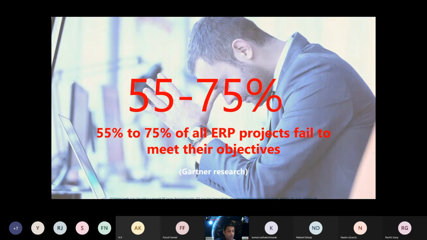Gartner is a renowned research firm. They conducted a survey, and as per their research, almost 55 to 75% of all ERP projects fail to meet their set objectives, which they discussed and thought they would be achieving from this ERP transformation. This is a big number if you look at it. So either the objectives set were not right or realistic, or there may be some key or critical objectives that were missed out when the ERP project was delivered.